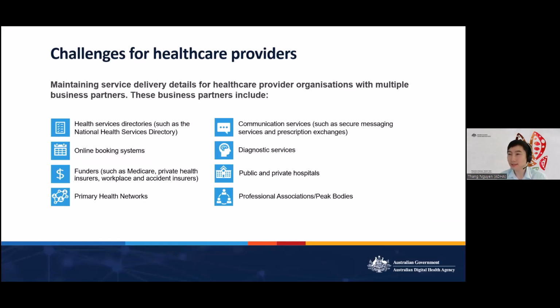The business partners that need to receive this kind of information currently, some examples we have listed on screen, include directories such as the National Health Services Directory run by Healthdirect Australia. Online booking systems need your information. Funders such as Medicare and private health insurers, of course, need your information so that they can reimburse practitioners for claims. And your local primary health network needs your information to know what kind of services are in their local catchment area. Those are some of the main examples, with others listed on screen.